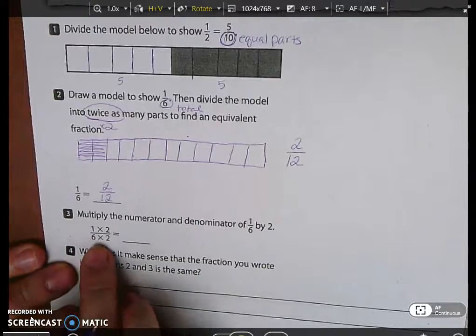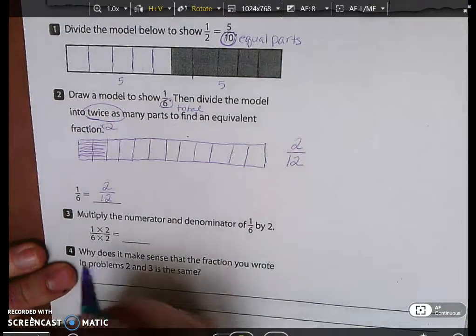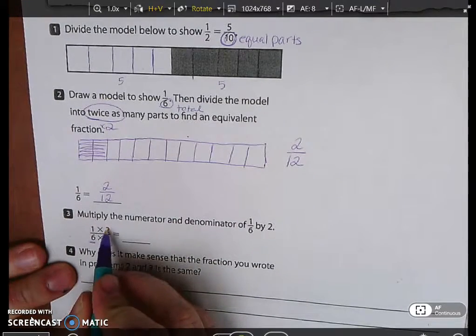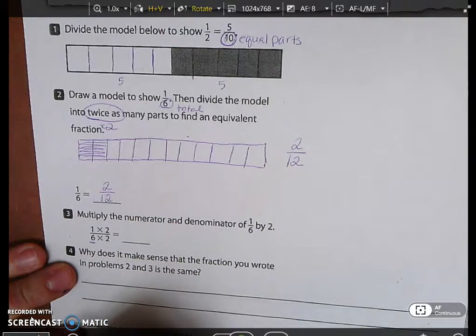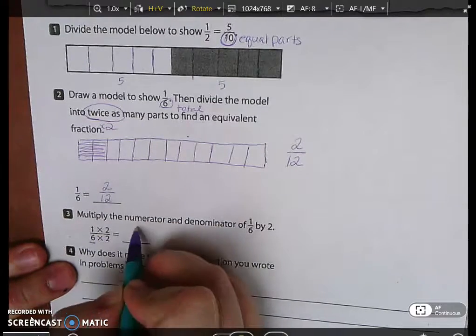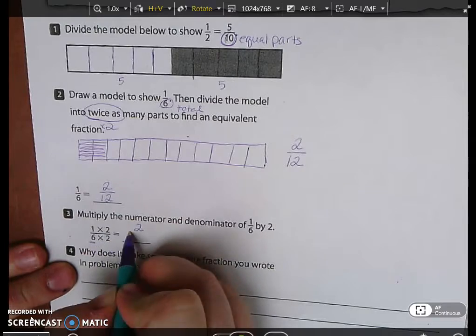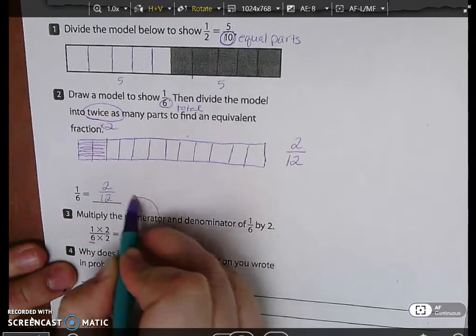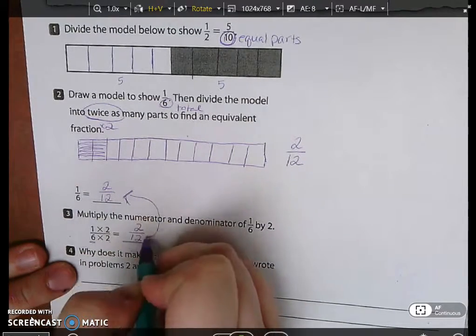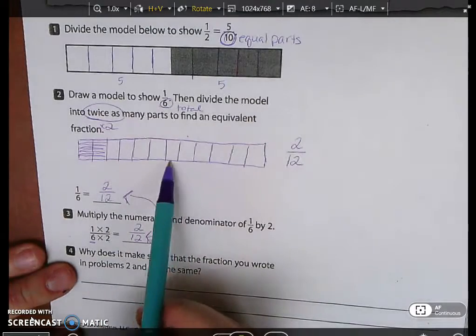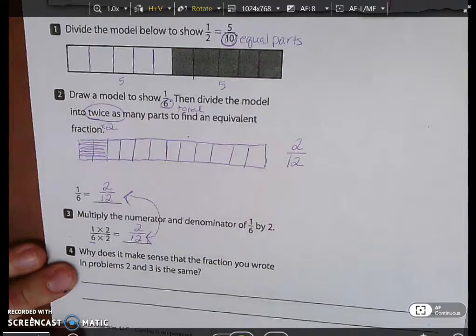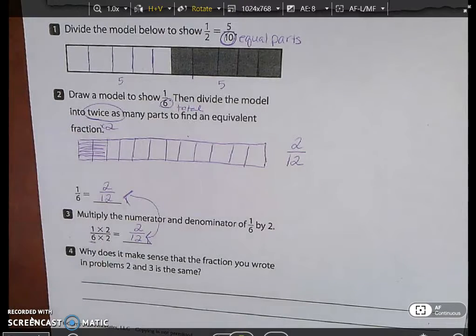So number 3 shows us this, we're going to take that 1/6 and we're going to multiply the numerator and the denominator by 2. So 1 times 2 is 2, 6 times 2 is 12. And what you should notice is that we get the same thing. So either way, if you draw that model or you use that multiplication, you should get the same thing.